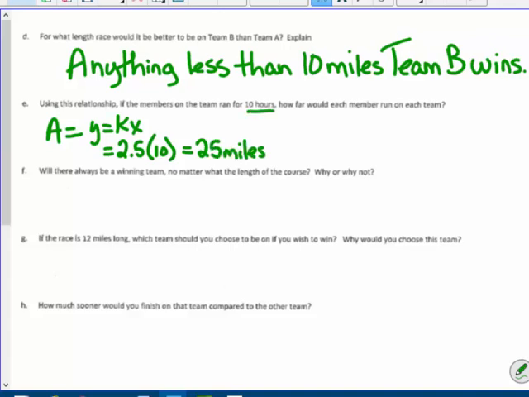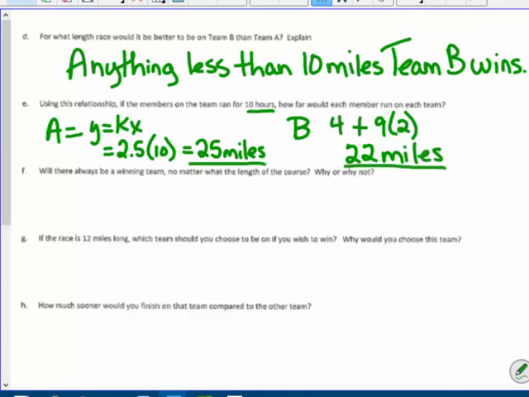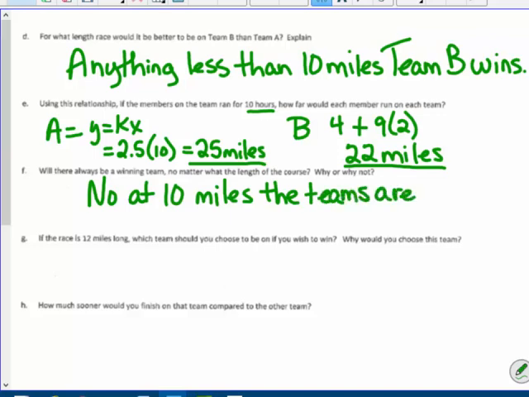10 hours. Team B, the first hour is 4 miles, then they would have 9 hours more going 2 miles per hour. So 18 plus 4, they would go 22 miles. They don't have a constant rate, so you can't use y equals kx. Will there always be a winning team? No. At 10 miles, we saw that the teams are exactly the same. They will finish at the same time, 4 hours, right?